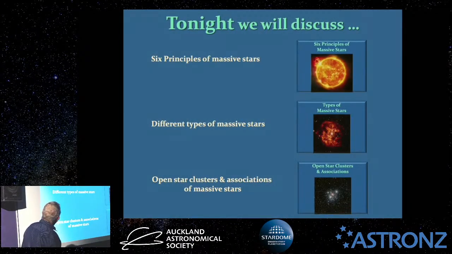So I've split it up into three sections. First one will be talking about 6 principles of massive stars, which applies to general astronomy. We'll then talk about the different types of massive stars. There's 6 main types. We'll go through those, and we'll talk about some examples of them as well, examples of stars that you can see yourself. And then we'll talk about the groups in which you tend to see these massive stars, usually in open star clusters or associations, and they're all located in regions of star formation.